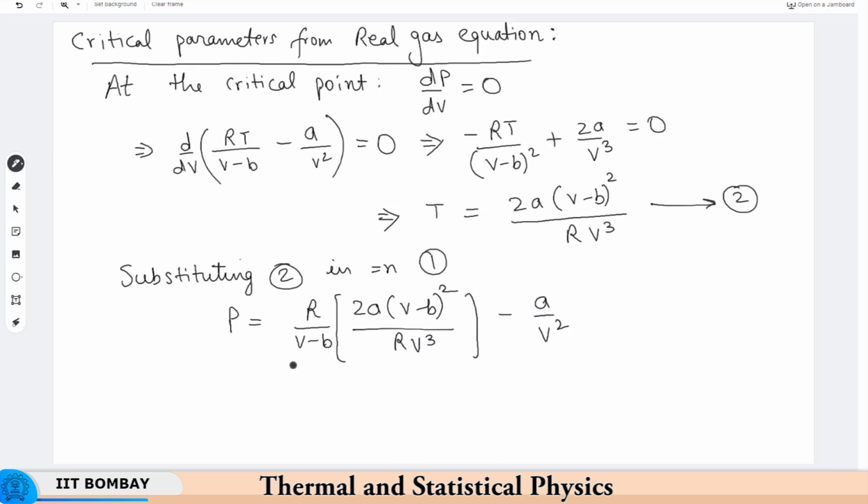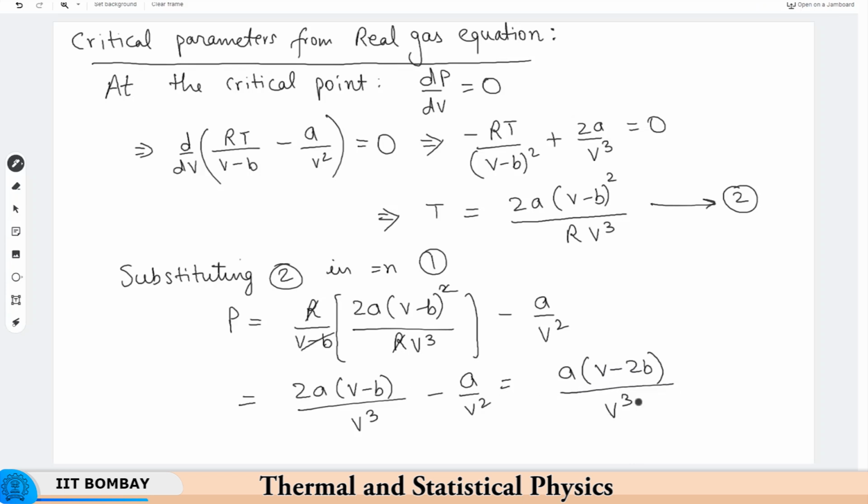And this can be simplified a little bit. So this becomes 2A times, so V minus B cancels out, one (V minus B) remains, divided by V cubed, so R also cancels out, right? Minus A by V squared, and again this can be written as A times (V minus 2B) divided by V cubed. All right, and let us call this equation number 3. And this is the pressure, right?